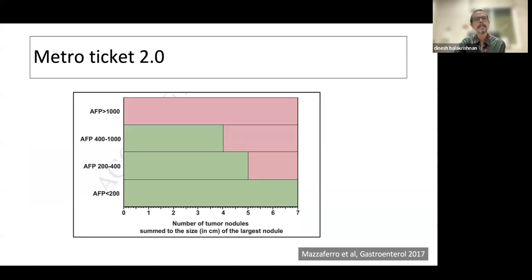If the AFP is more than 1,000, if the tumor has microvascular invasion, if it is a large tumor, definitely the chance of recurrence is high. So one has to choose your patients for transplant, especially with HCC, because the price that you have to pay when you choose patients who have large tumors, who have high tumor marker levels, is the possibility of recurrence.